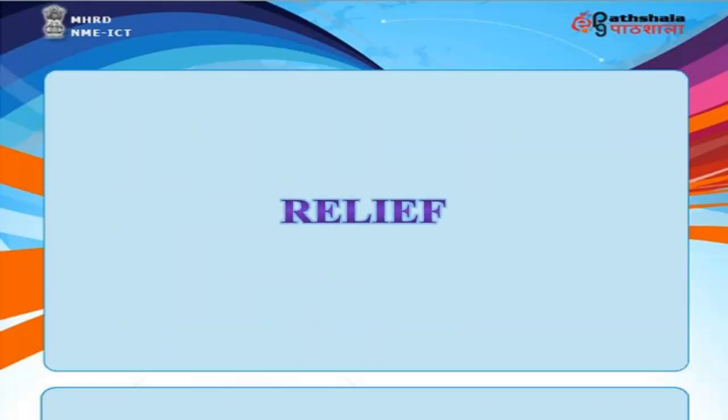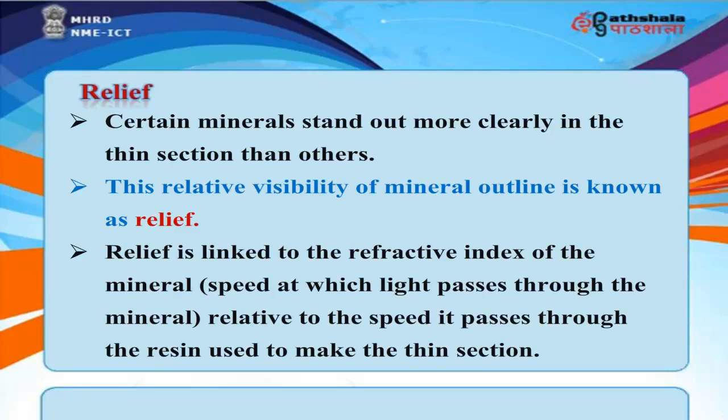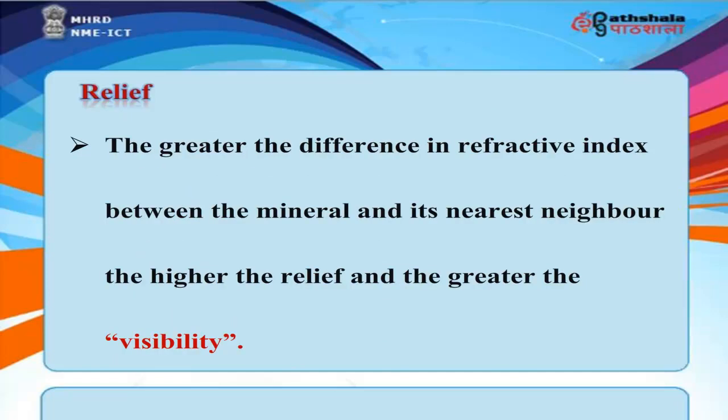Relief. Certain minerals stand out more clearly in the thin section than others. This relative visibility of mineral outline is known as relief. Relief is linked to the refractive index of the mineral, the speed at which light passes through the mineral, relative to the speed at which it passes through the resin used to make the thin section. The greater the difference in refractive index between the mineral and its nearest neighbor, the higher the relief and the greater the visibility.